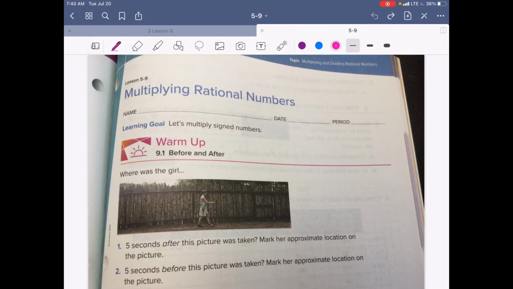All right. So you could have marked for the 5 seconds after right here, and anywhere in between. And for the before, you could have done the same. So right here, and anywhere in between. We're approximating where she was, estimating where she was in the picture.